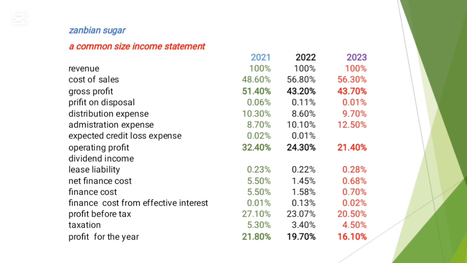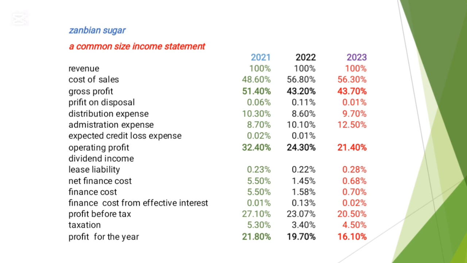The other element we can talk about here is the increase in the administration expense. The increase in the administration expense can be that management salary and wages have increased. So this can also contribute to the decline of the profit.